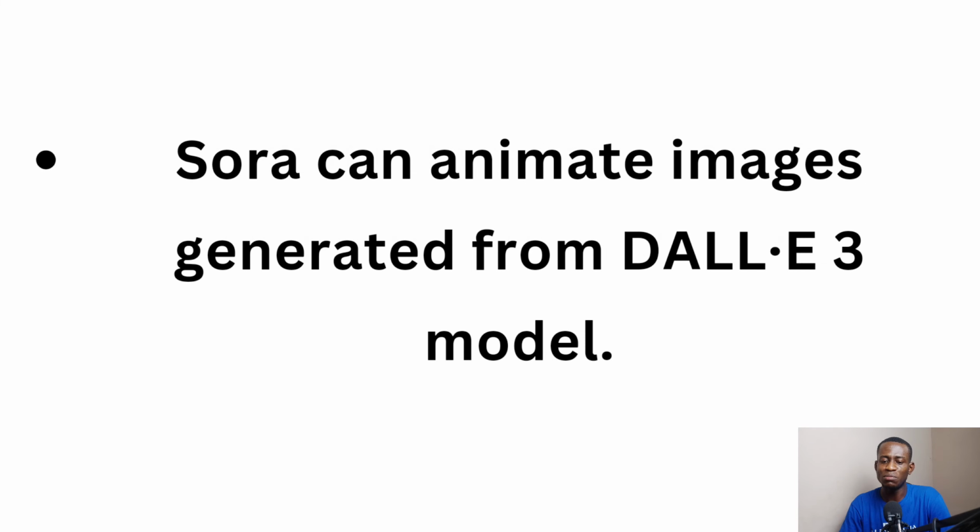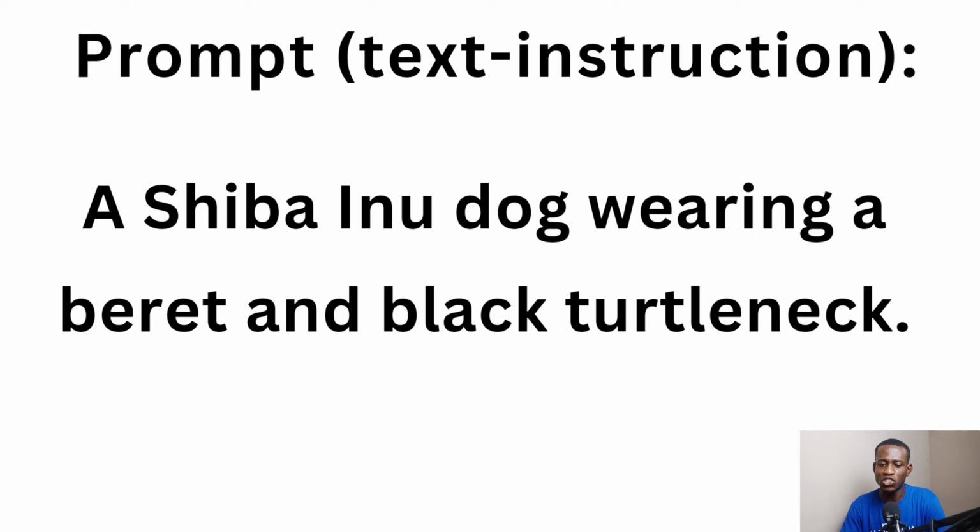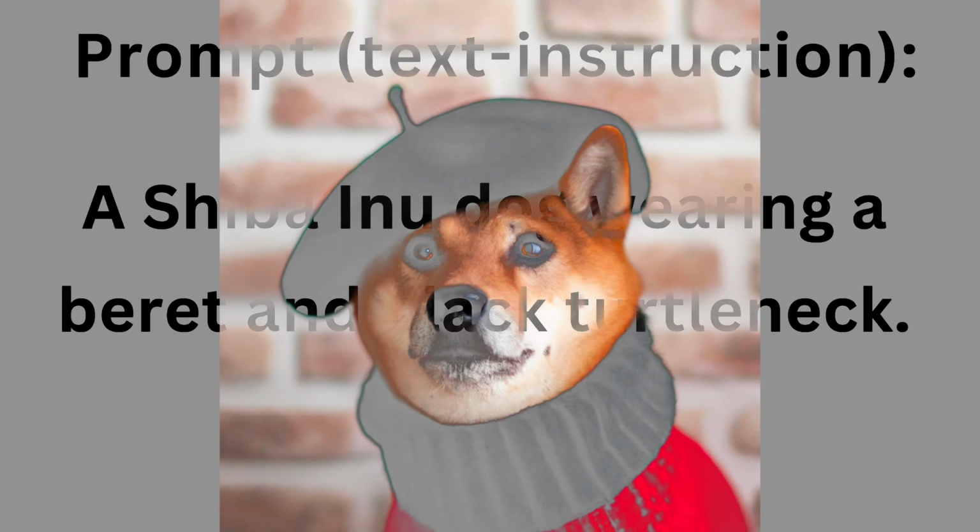Sora can animate images generated from the DALL-E 3 model. The DALL-E 3 model is a model that generates images from prompts, from text. You just type in a text and it gives you an image. For example, this is a prompt: a Shiba Inu dog wearing a beret and black turtleneck. It can be animated into a video from that image. You could see that the dog is moving. This is actually generated by AI from an image.